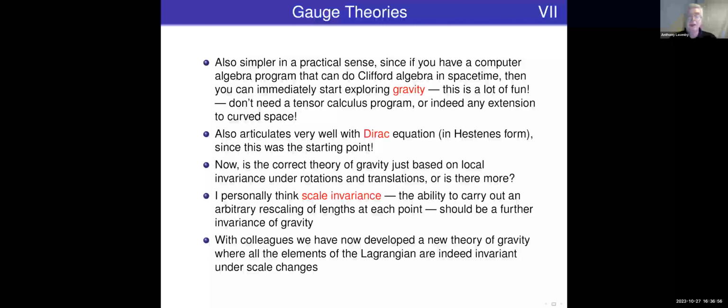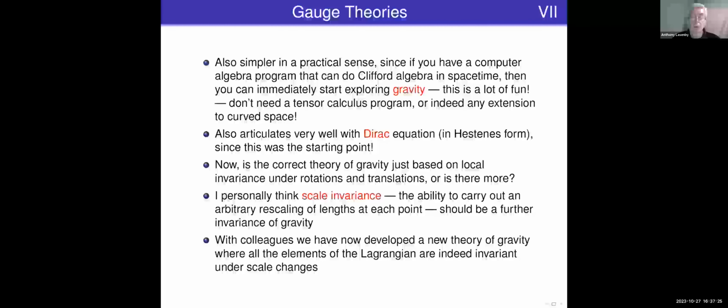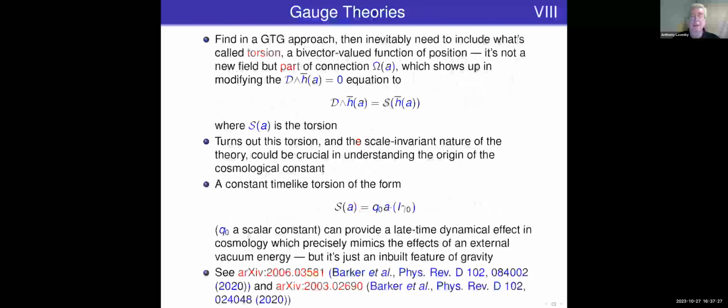Now, again, in the context of things that have come up in this series of lectures a few times, let's ask, is the correct theory of gravity just based on local invariance under rotations and translations, or is there something more? I personally think that scale invariance, the ability to carry out an arbitrary rescaling of lengths at each point, should be a further invariance of gravity. So think of it as dilation invariance. And in fact, we now have a new gravity theory where all the elements of the Lagrangian are indeed invariant under scale changes.